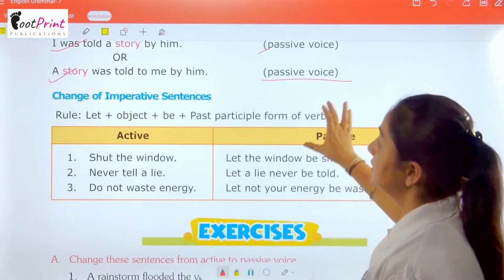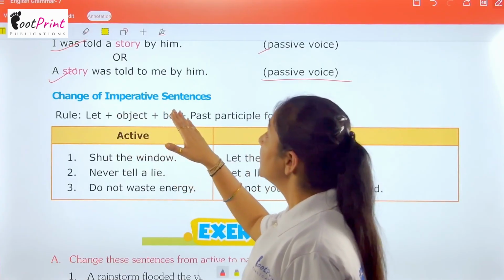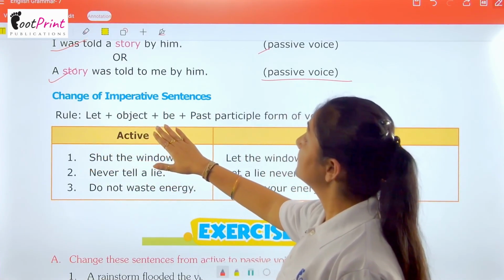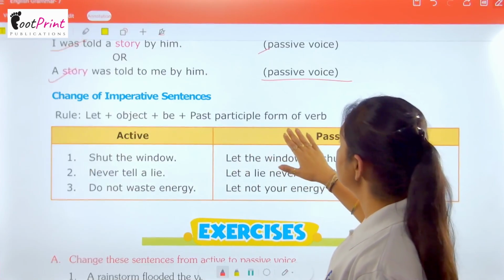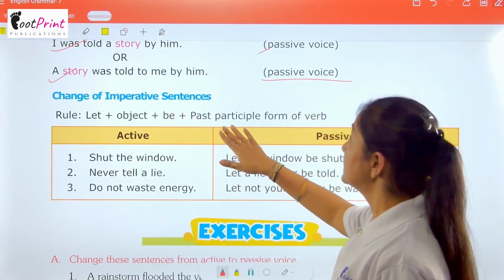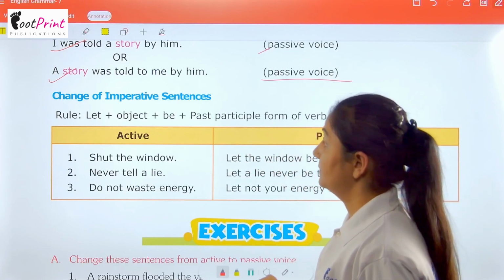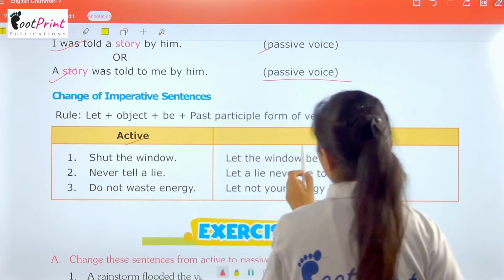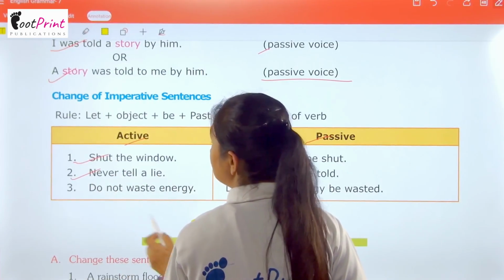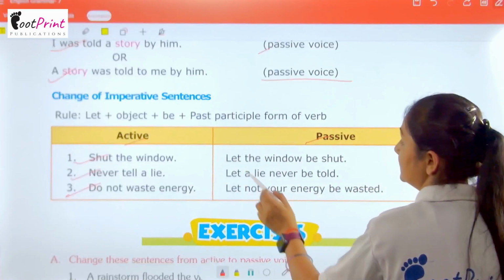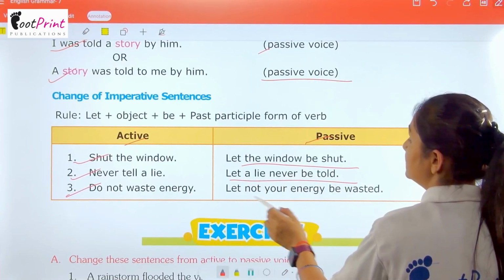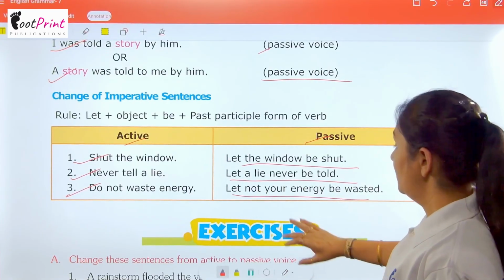Now, change of imperative sentences. The rule for that: let plus object plus be plus past participle form of the verb. Here we have active and passive. In active voice: shut the window, never tell a lie, do not waste energy. Passive: let the window be shut, let a lie never be told, let not your energy be wasted.